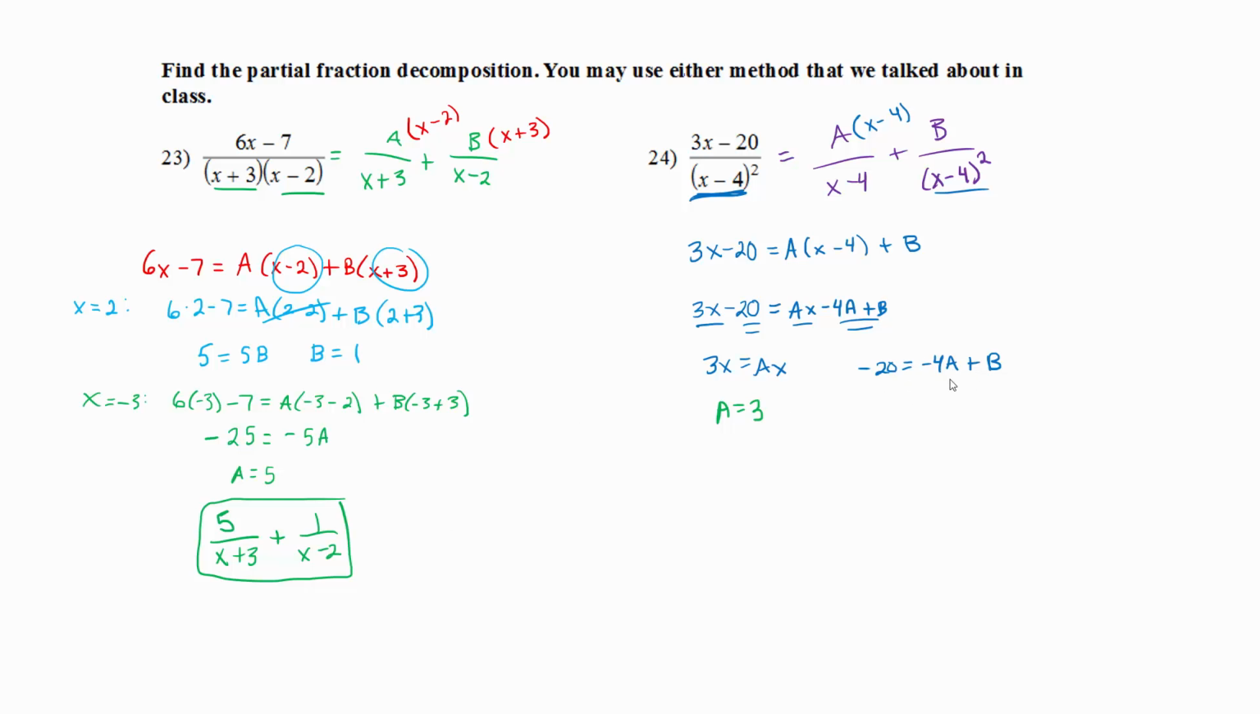And then in order over here for this to be equal, well, now that we know what a is, we can just plug it in. So we're doing negative 20 equals negative 12 plus b, so we need to add 12 to both sides. And we get negative 8 for b. So we rewrite our fraction 3 over x minus 4 minus 8, because it was a negative 8, over x minus 4 squared.